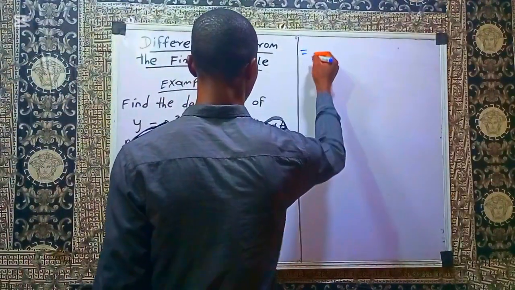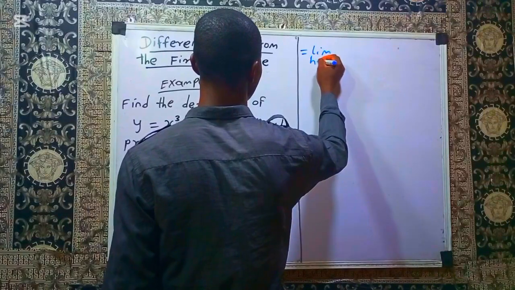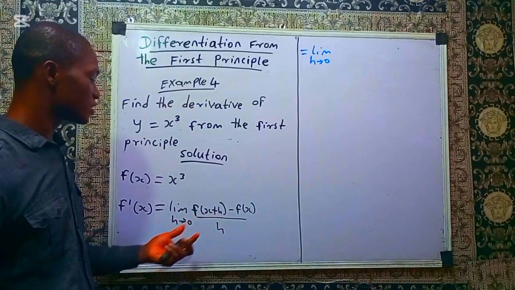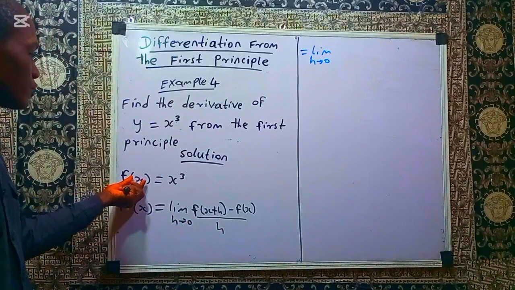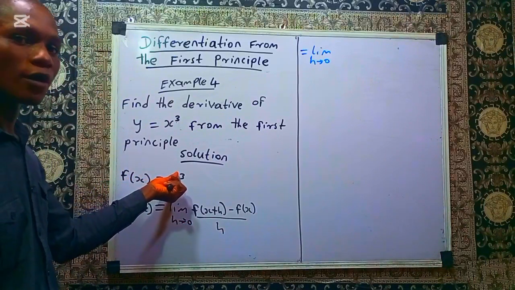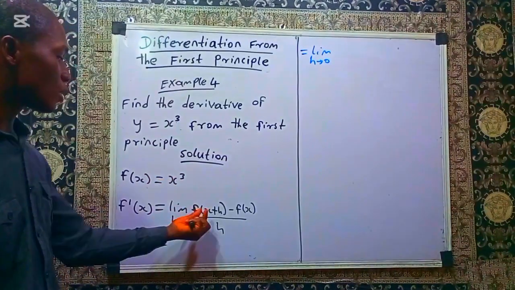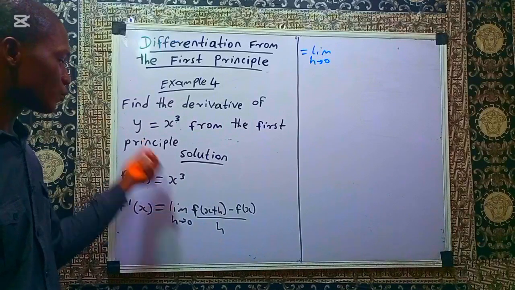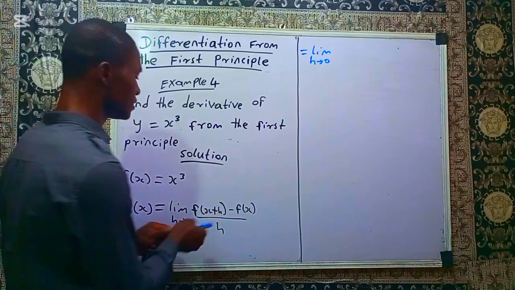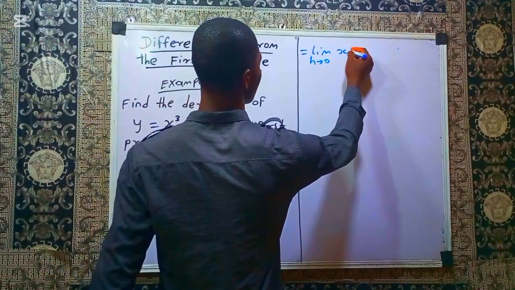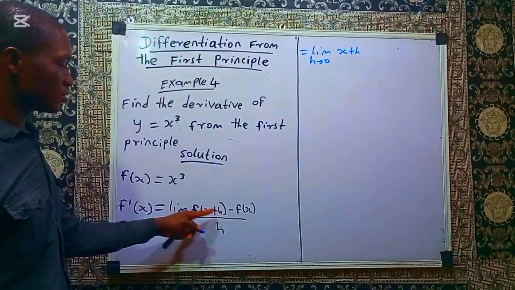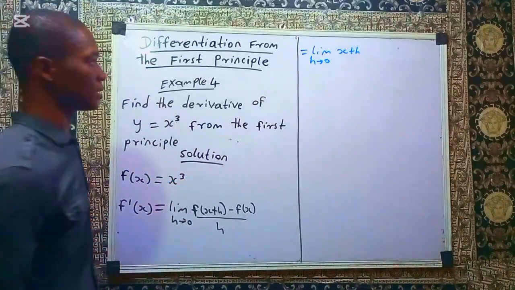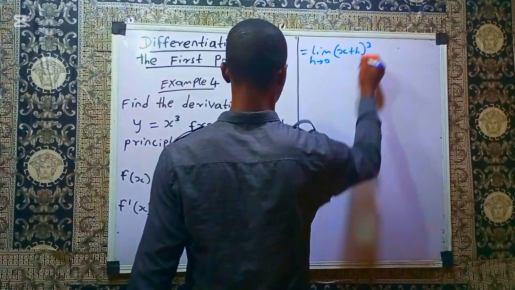So this will be equal to, you follow the formula, limit as h goes to 0 of f of x plus h. So look at the function. Anywhere you put anything inside the function, you are going to raise it to power 3. This is how your function is. So what's inside the function now is x plus h. I'm replacing x with this thing, and I have to raise it to power 3.